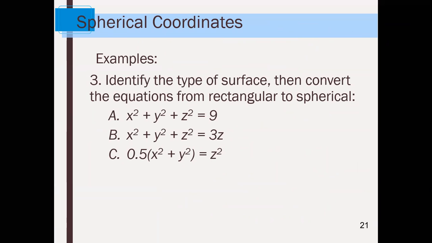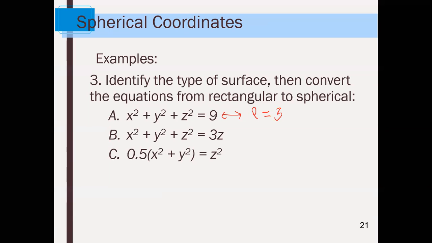Identify the types of surfaces. Okay, so what is x squared plus y squared plus z squared equals 9? What kind of surface is that? That's a sphere of radius 3 centered where? 0, 0, 0. So to convert this to spherical coordinates, that's easy. It's just rho equals what? 3. That's it.